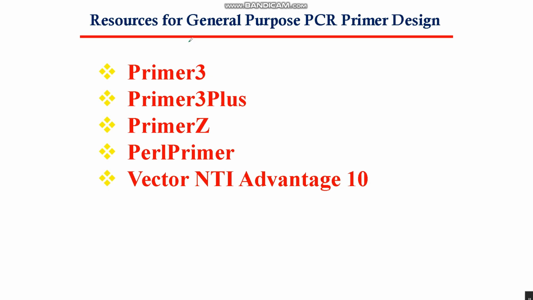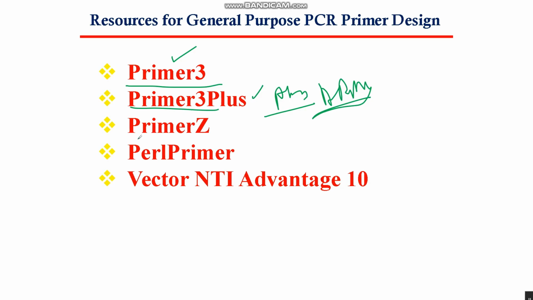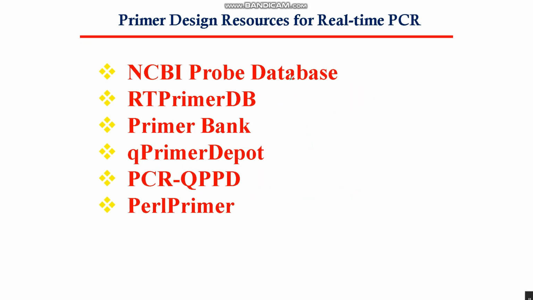And then the different resources that are used for general purpose PCR primer design. Okay, first of all, Primer3, we go through it, and Primer3 Plus is actually used for allele specific PCR or the ARMS PCR. And Primer-Z is used for the primer and the vector. For real-time PCR, we use the NCBI probe database, RTPrimerDB, PrimerBank, qPrimerDepot, PCR PPD, and the third primer.